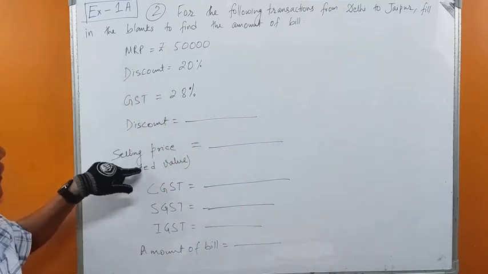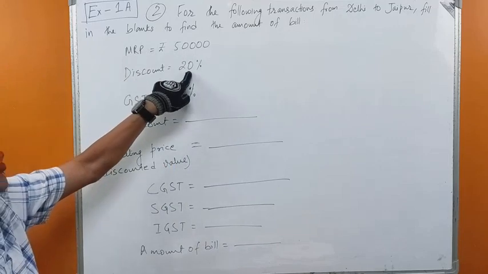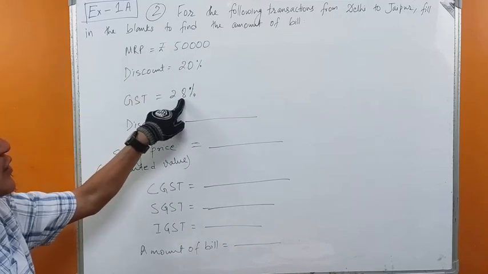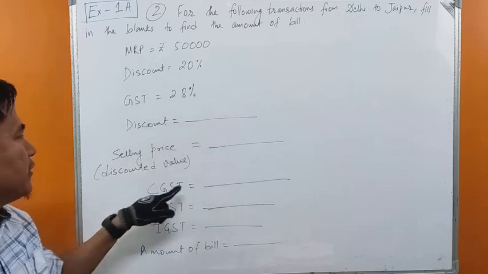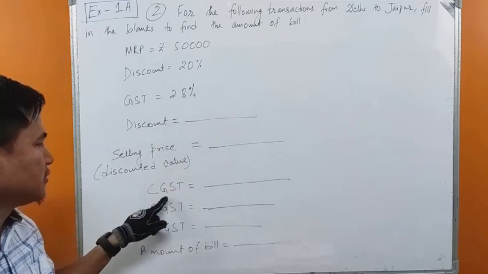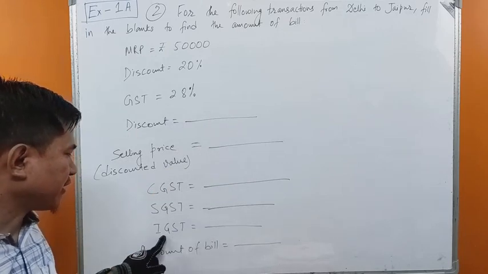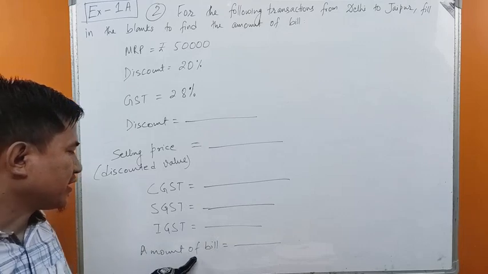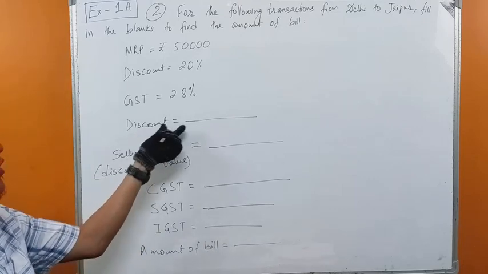Now let us calculate. MRP given to us is 50,000, percentage of discount is 20%, GST is 28%. So we are asked to calculate the amount of discount given, the selling price of the product. CGST, SGST both will become nil. We are asked to calculate IGST and the amount of bill. Now let us calculate this. First, the amount of discount.